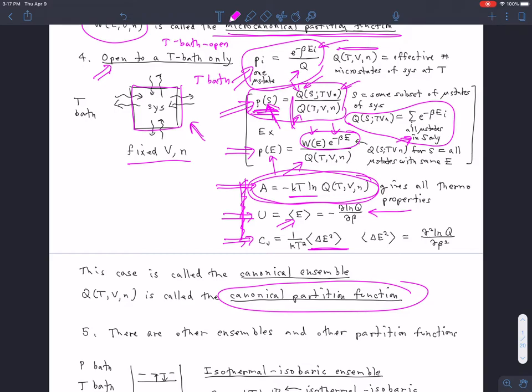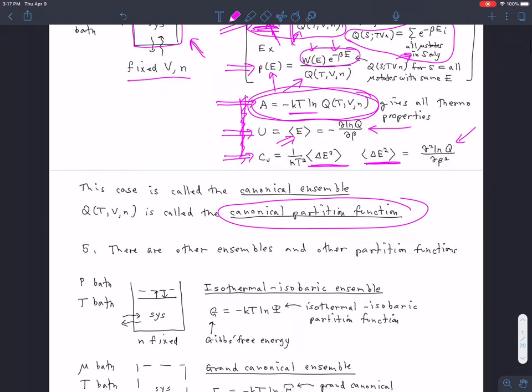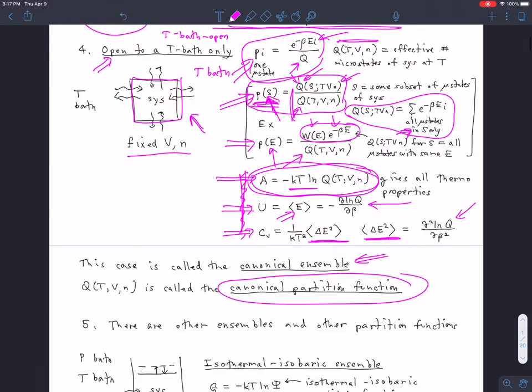but we also saw that that's related to a statistical parameter, the variance or the width in the distribution of energies that are available to the system, and that variance can be calculated conveniently by just taking two derivatives of the log of the canonical partition function. And again, all of this stuff falls under the heading of the canonical ensemble, and the quantity Q that's sort of central to everything is called the canonical partition function.